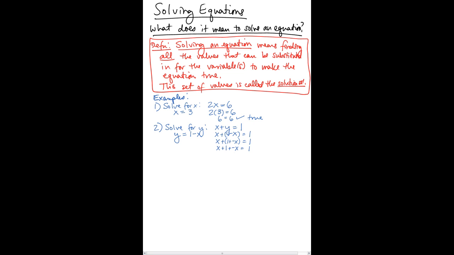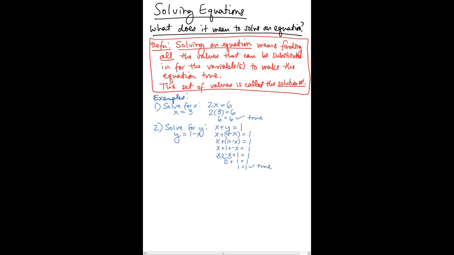And of course, I can rewrite addition in any order, so I can rewrite this as x plus negative x plus 1 equals 1. And so of course, this x plus negative x is just 0. So I certainly get that 1 equals 1. That's certainly true. And so I can see that the value that I can plug in for y here is 1 minus x.